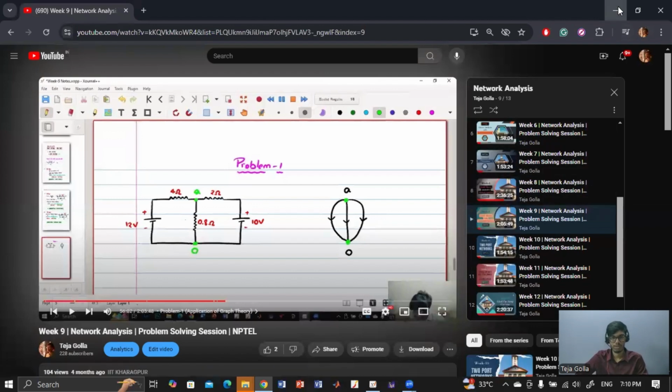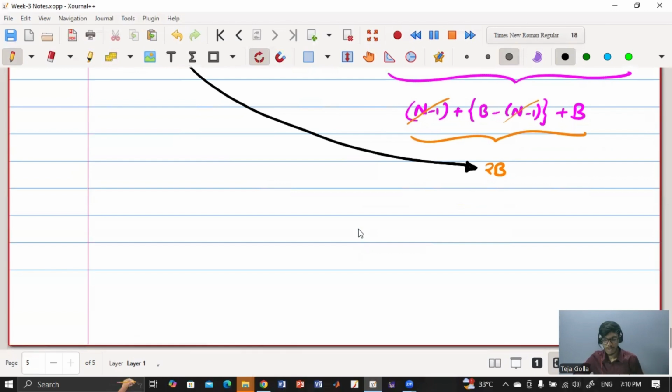Yes. And there is one more small thing which I'll take 2 minutes for, which is called the superposition theorem.